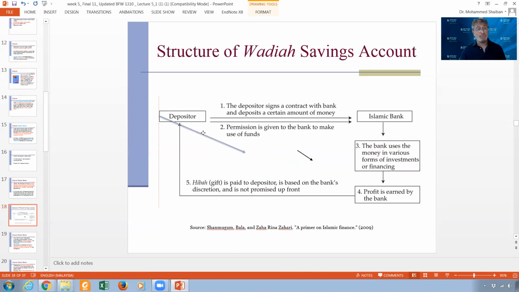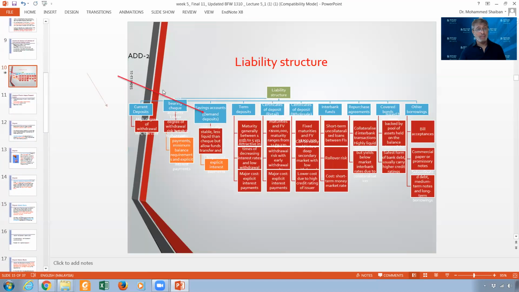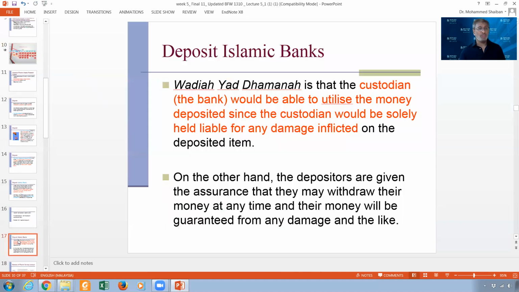So now we have actually solved the two problems of current accounts and savings accounts. Up to here, the bank can receive the money, they can use it, and they can give you the guarantee. And in terms of the return, they will give you hiba or gift, and the gift is according to the discretion of the bank. So we are done. The complication is a little bit here when you have term deposits.